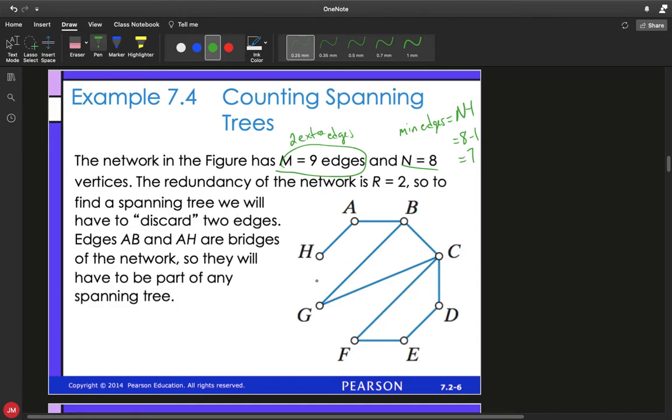In fact, now there are a couple of different circuits to look at. In order to find a spanning tree, we're going to have to discard 2 edges. But we want to make sure that they're not bridges. Because notice that A to B, so right here to here, as well as A to H, are both bridges. If we were to get rid of those, our graph would be disconnected and it would no longer be a network and would no longer have a spanning tree. So bridges we have to keep.